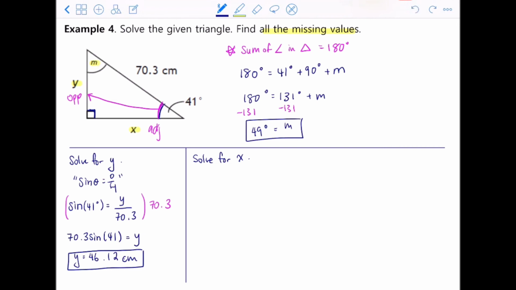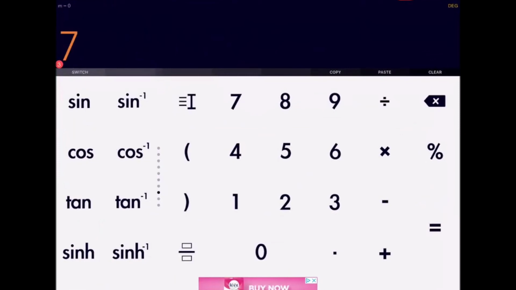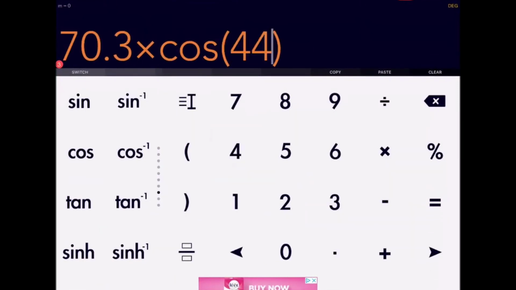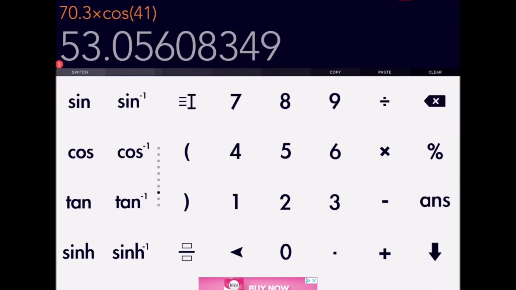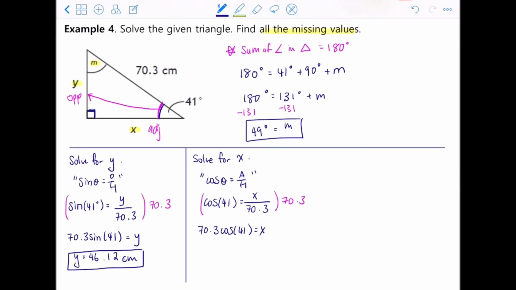Okay, so let's solve for x. We're going to use a trig ratio that involves adjacent but not opposite, which is the exact opposite of when we're solving for y. Okay, so in this case, our trig ratio would be cos theta, which is adjacent over hypotenuse, because we can't use opposite. So let's sub it in. Cos of 41 degrees equals adjacent, x, over hypotenuse, 70.3. You multiply both sides by 70.3. You get 70.3 cos of 41 equals x. 70.3 times cos of 41 equals 53.06. x equals 53.06 centimeters.